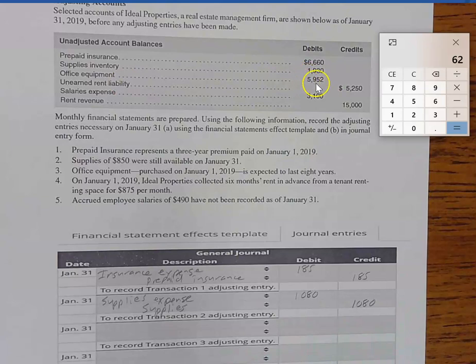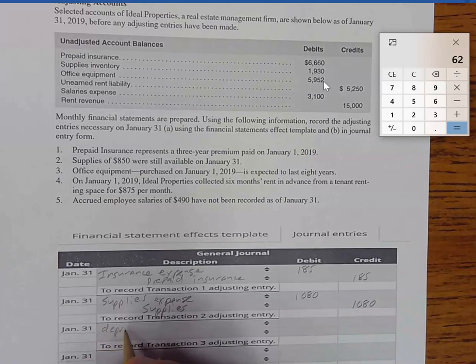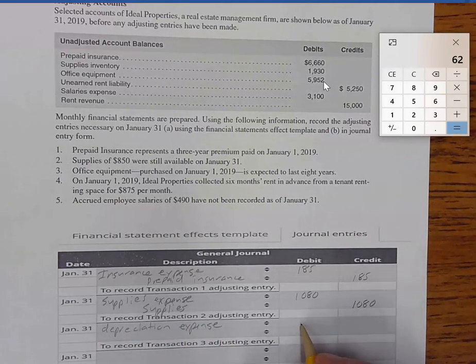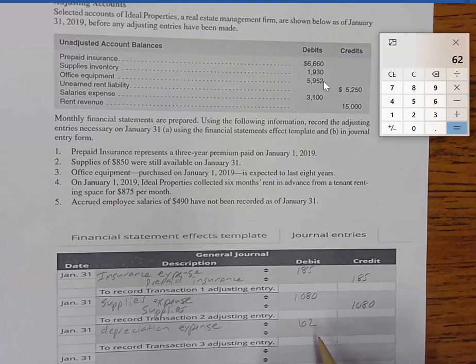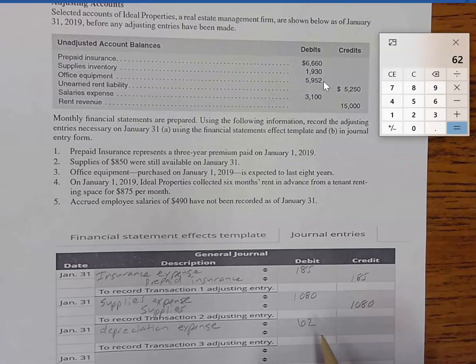Okay, now we cannot make an entry directly to office equipment. This must stay on the balance sheet at $59.52 under what we call the historical cost principle. So we will have a non-cash expense here called depreciation. Depreciation, just so you know, is a method of cost allocation, and it's an expense, just like these other expenses. So we came up with a rate of $62 a month, and we're going to do that for 96 months. So depreciation expense for $62.